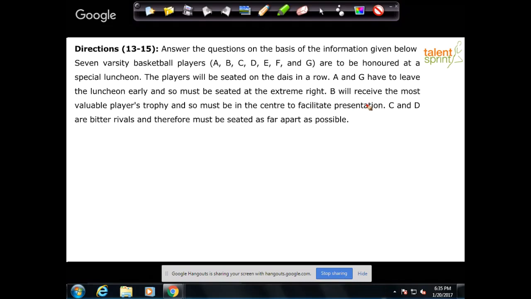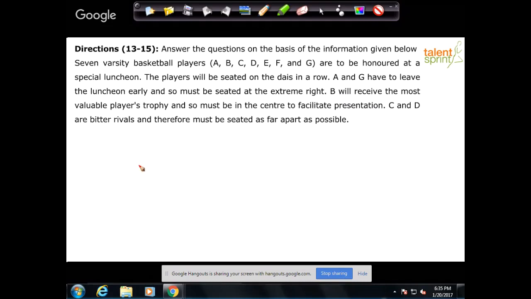7 varsity basketball players A, B, C, D, E, F, G are to be honored at a special lunch. The players will be seated on the dais in a row. A and G have to leave early, therefore must be seated to the extreme right. B will receive the valuable players trophy, must be in the center. C and D are bitter rivals, therefore must be as far as possible.